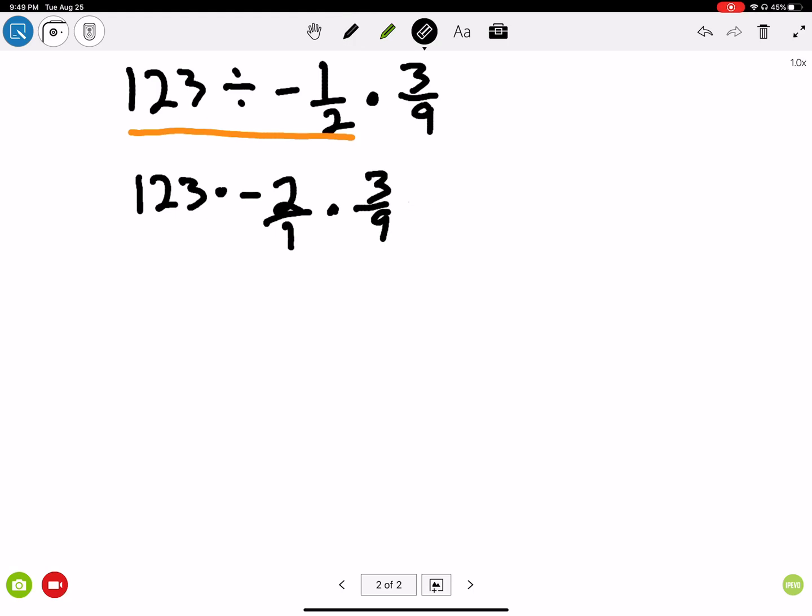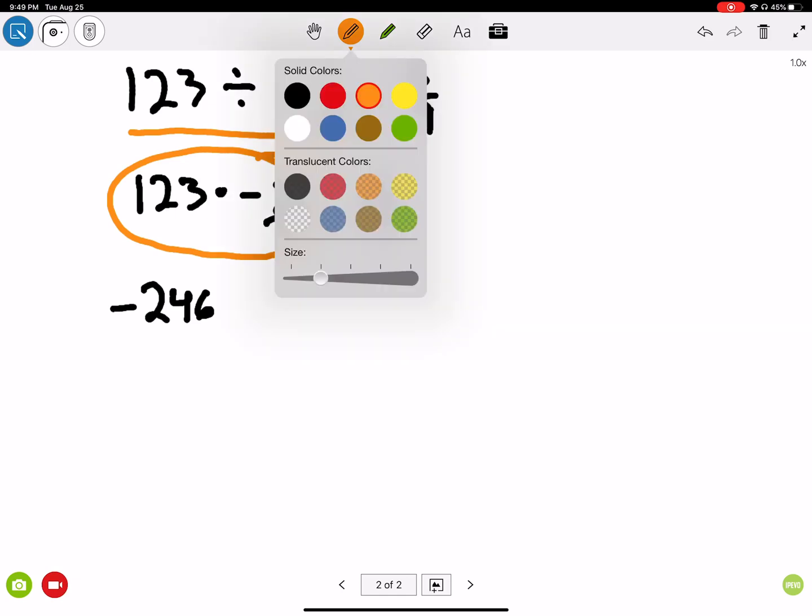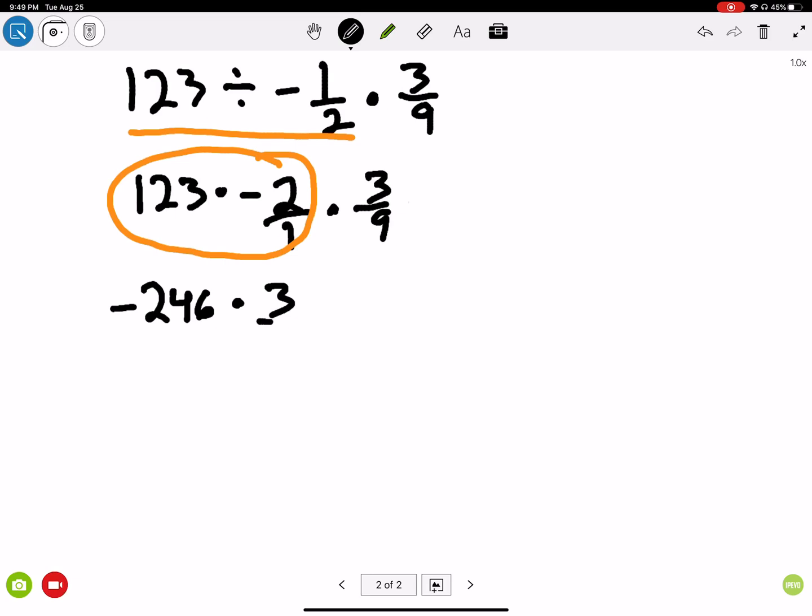I don't need to do this. 123 times negative 2. Well, if I double 123, I get 246. And since it's a positive times a negative, it's negative 246. Okay, so all I did was multiply 123 times negative 2. Now I bring down my times 3/9 and I multiply. Okay, that's all I have to do left. That's all I have left to do. Wow, this is why I teach math and not English.